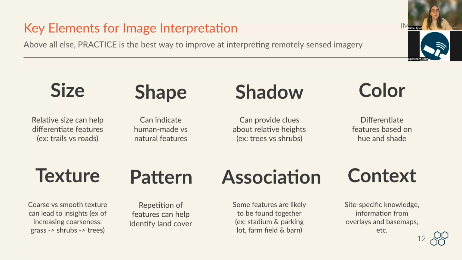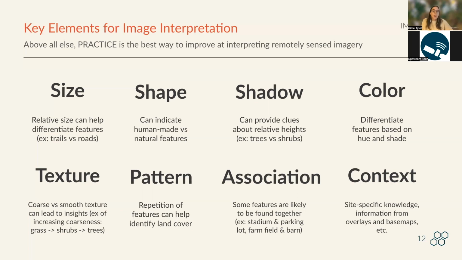Shape is also really helpful, can be pretty intuitive, but one good key thing to look for here is if you're seeing really geometric shapes, that probably indicates that we're looking at human-made features, and less geometric, less square shapes will probably indicate more natural features. Of course, this isn't always the case, but if we see a very square pond, we can probably guess that that is a catchment pond or a reservoir, and probably not natural.